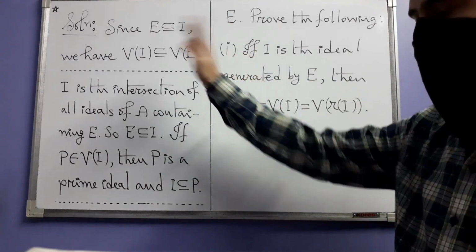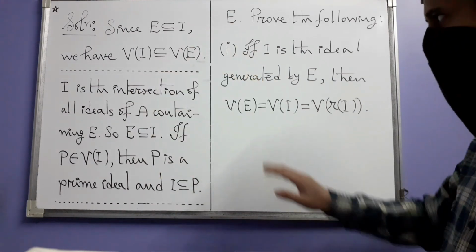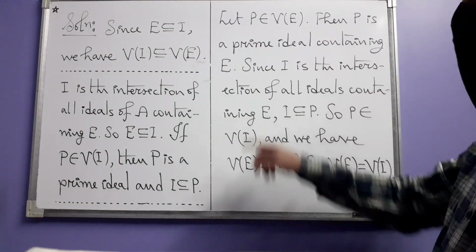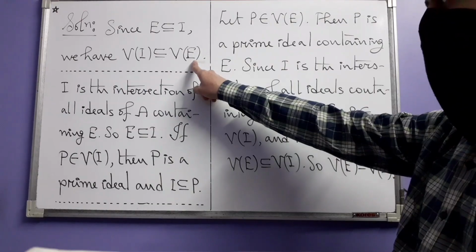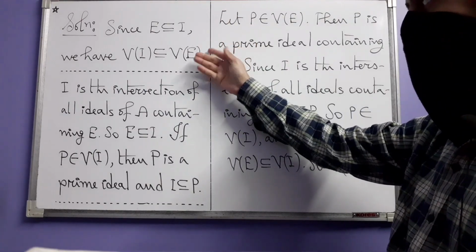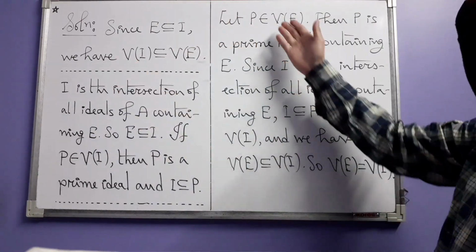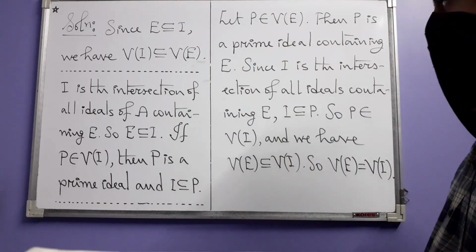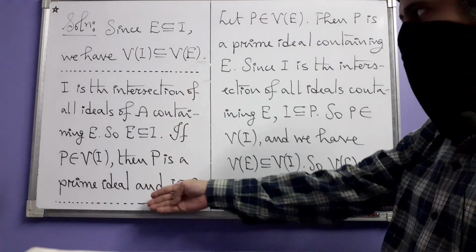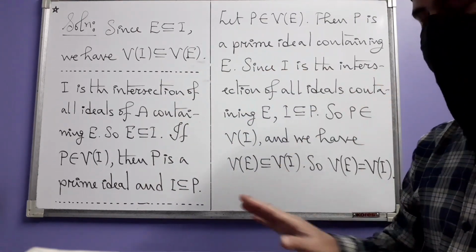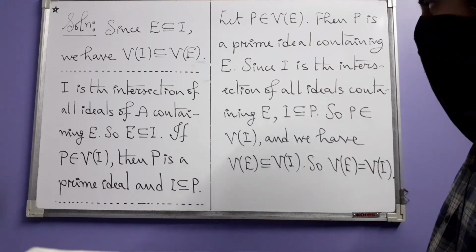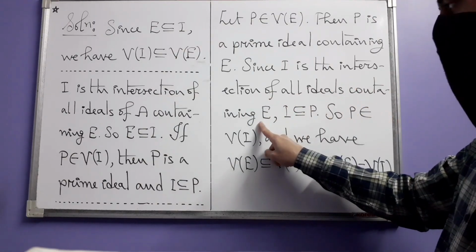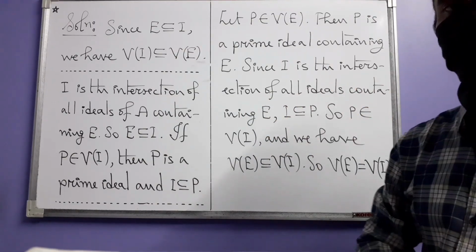Now we will show that the reverse containment is also true. So that's how we will get the first equality. For the reverse containment, we let P be any element in V of E. So this time we want to prove that any element here is also there. So what does it mean? It means that P is a prime ideal containing E. And then again, just like this explanation, this time we have actually written this in the solution itself, that what I is. Since I is the intersection of all ideals containing E, P would also contain I.